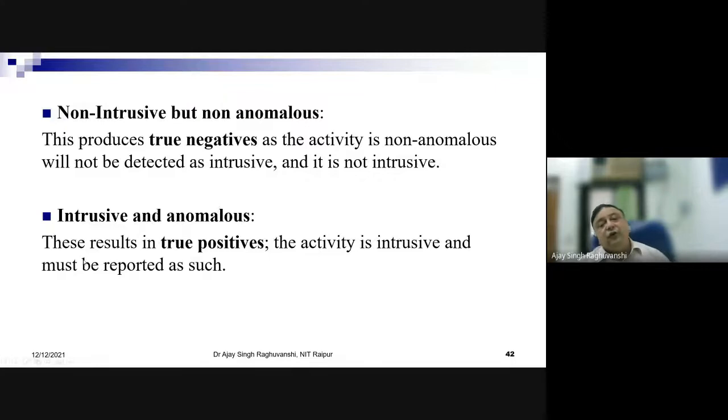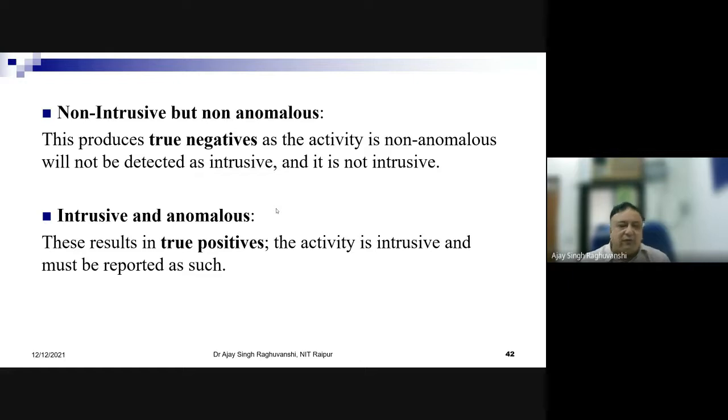Similarly, non-intrusive and non-anomalous. That means there was no anomaly and there was no intrusion either. Since there was no intrusion and it is not detected, it is a true negative. Although it is not detected, we don't want it to be detected because there was no intrusion. Then intrusive and anomalous: if your intrusive behavior is also anomalous, then our result will be a true positive. That means those intrusions which produce anomalous behavior will all be detected.